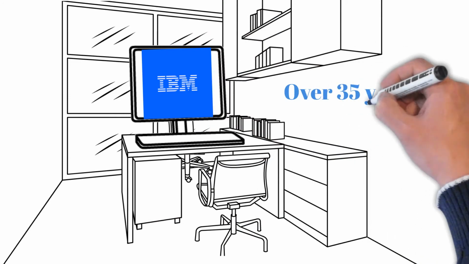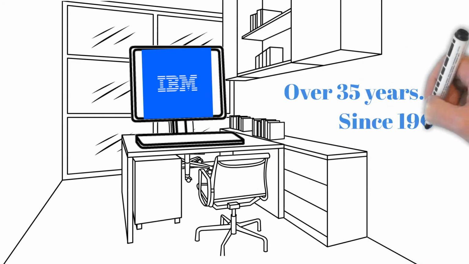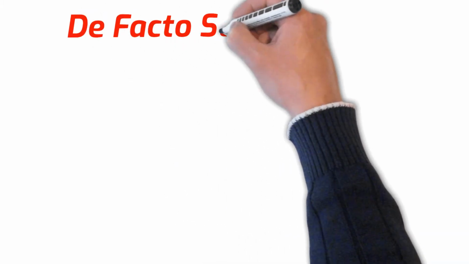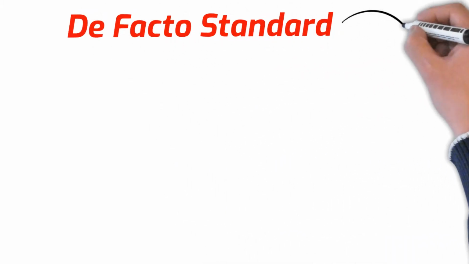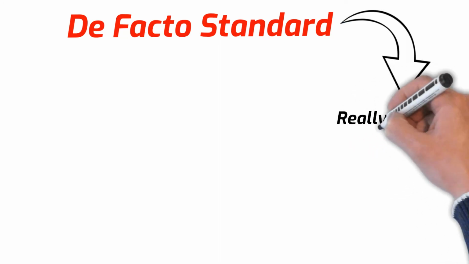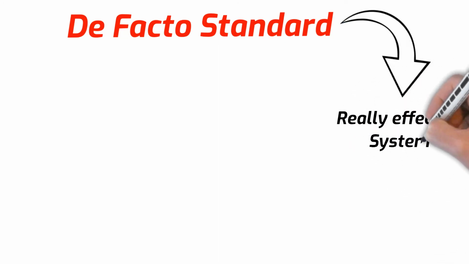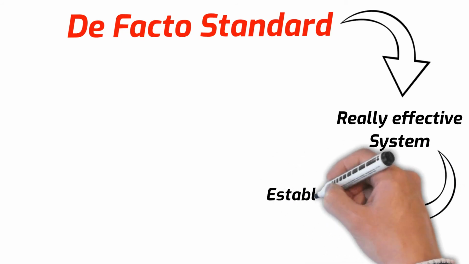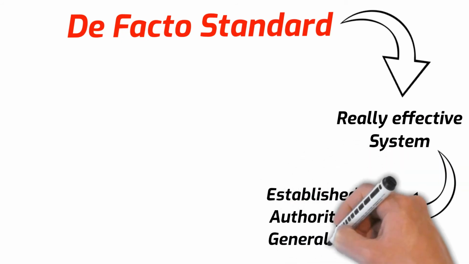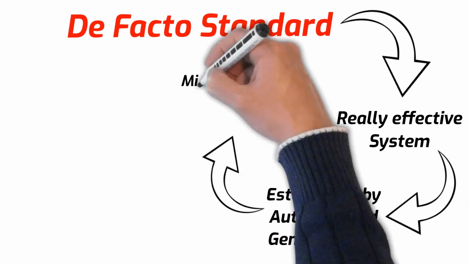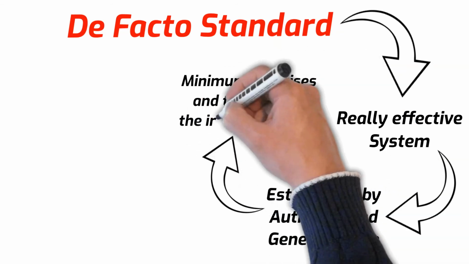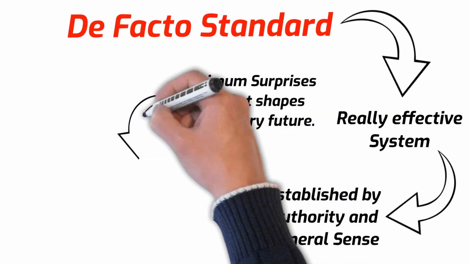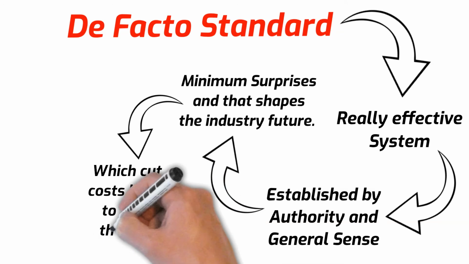I'd like to use the final seconds of this video to summarize the 5 key aspects we have learned about the de facto standard profit model. We have seen that it's a really effective system, that it is created and established by authority and general consent. By being a standard, it deals with minimum surprises and it's able to shape the industry's future. It's also able to cut costs by up to 30% by capitalizing on free marketing from its customers.